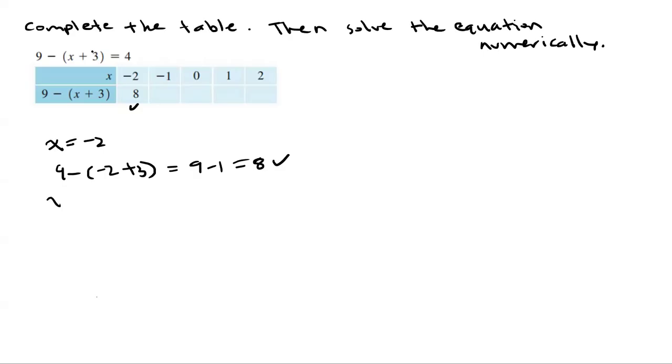Okay. Then we do it again. So x is equal to negative 1. So we have 9 minus negative 1 plus 3. So that's going to be negative 1 plus 3 is going to give us 2. So 9 minus 2 is going to give us 7. Right? So we put 7 here. All right, so that's what they want us to do.